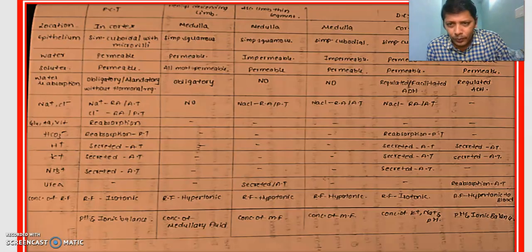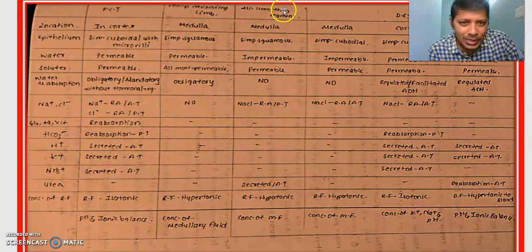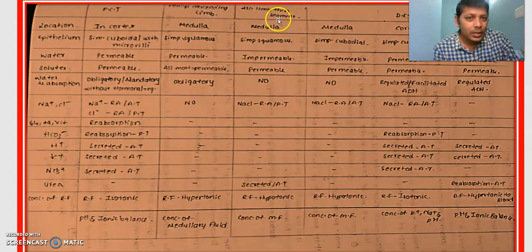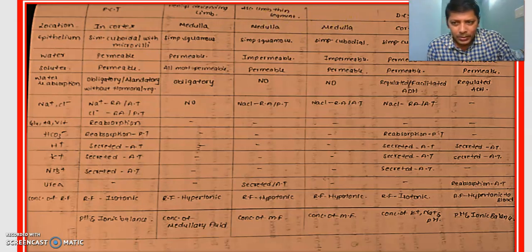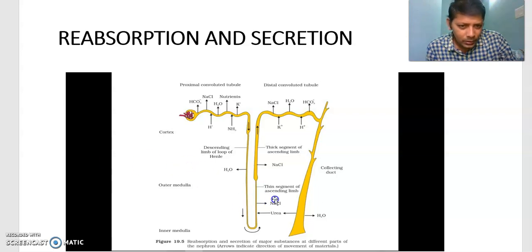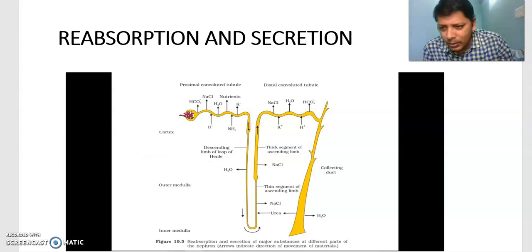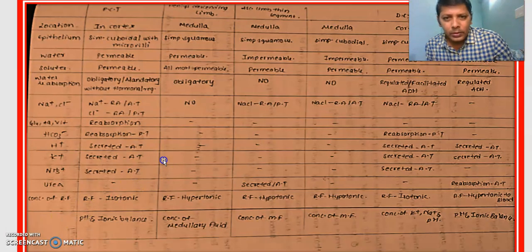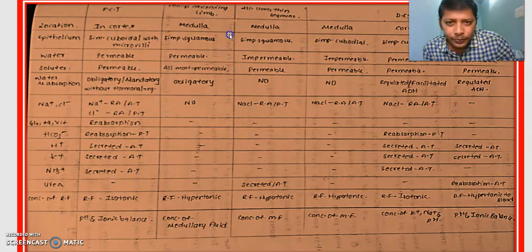Observe here, this is the ascending limb. In the ascending limb there are two segments: this is the thin segment, and this is the thick segment. What is reabsorbed here? What is secreted in this segment? How are they secreted, and how are they reabsorbed? Let us see those. Keep those things in perspective.